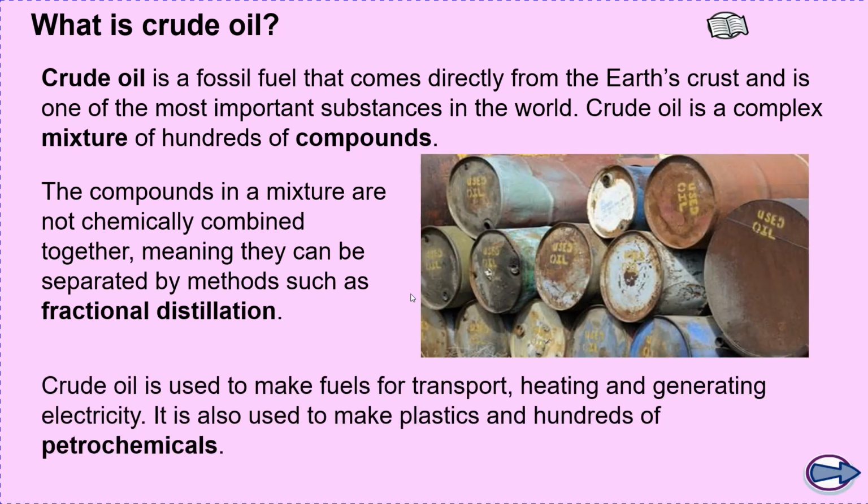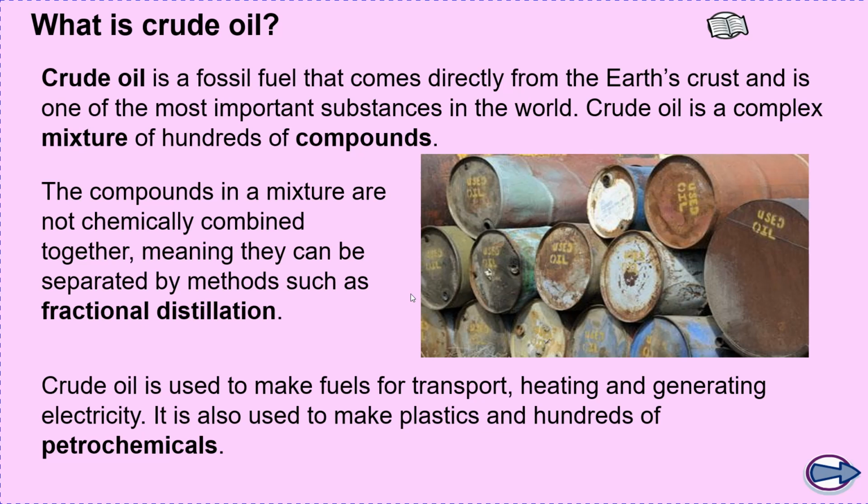Countries that have lots of crude oil are often very, very rich because it's so valuable in terms of all its different uses. So the most obvious ones are that we use it for making petrol and diesel, which we use in transport, but it's also used for airplane fuel. It's also used for boat fuel. We use it for heating. Okay, so some homes will use, or some power stations will use, compounds from crude oil. We use it for generating electricity.